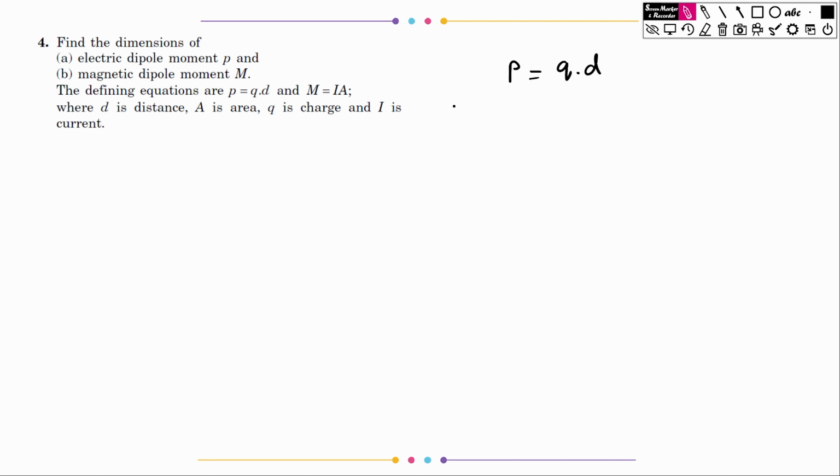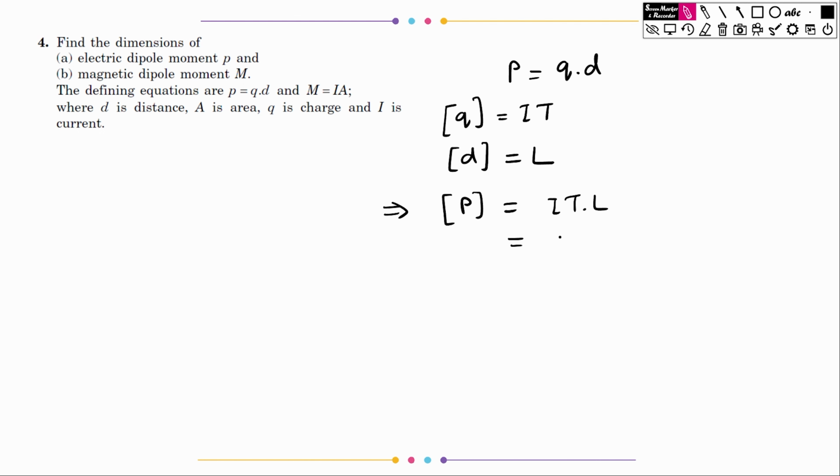Now we have to find the dimension of electric dipole moment P. On the right hand side, first we have Q, dimension of Q is equal to IT. The next term is distance D, it is nothing but length. Therefore, dimension of electric dipole moment P is equal to IT into L. Therefore, we can write it as LTI.